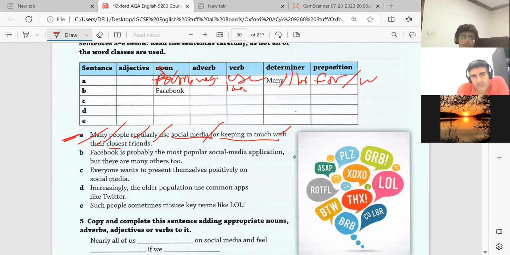Close. Noun? No, an adjective. Closest. My close friend. And friend, of course, you all know it. Noun. So this is sentence A. Now can you complete B, C, D and E, please. I give you 3 minutes. Go ahead.